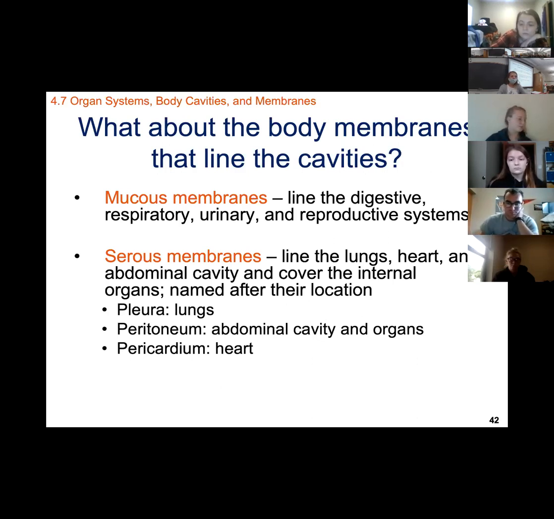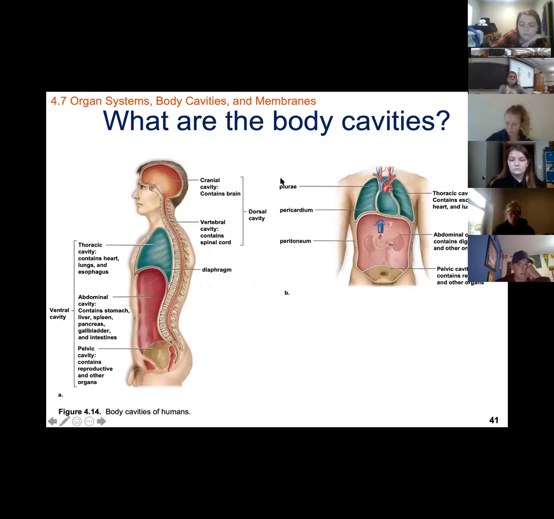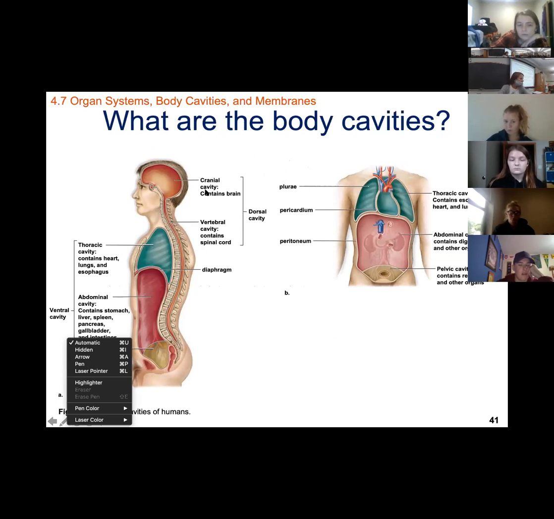Then we have the serous membranes. This lines the lungs, the heart, the abdominal cavity, and the internal organs, and it's named after their location. So there's a picture over here. These are some of those different types of serous membranes. We've got, I'm going to try and draw on here.